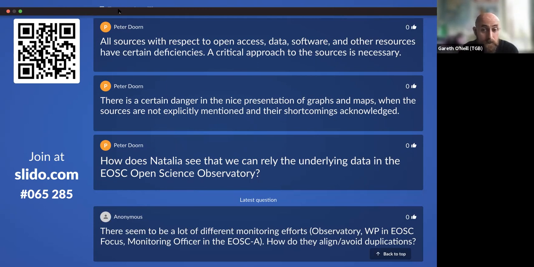But a further, not complication, but a further monitoring effort here is on the bigger monitoring of the implementation of the European Research Area. And I understand that open science will play a role in there. So a question for us would be at some point, how do the monitoring activities that we're looking at potentially feed into this bigger picture of the monitoring of the ERA?